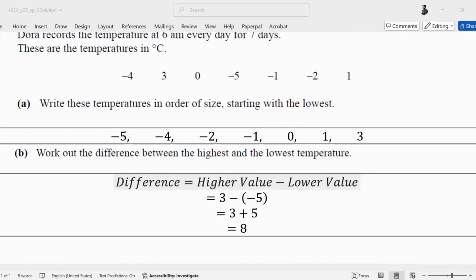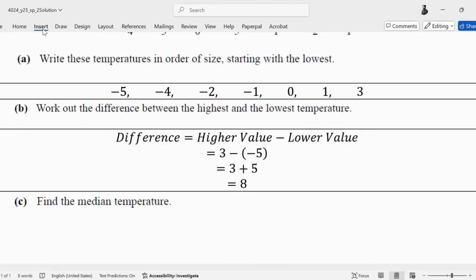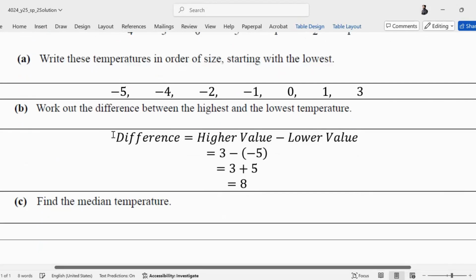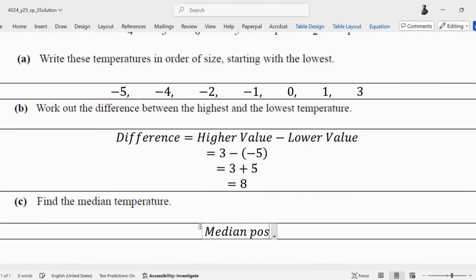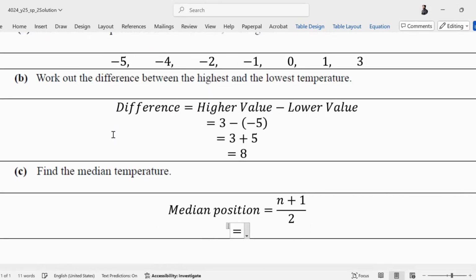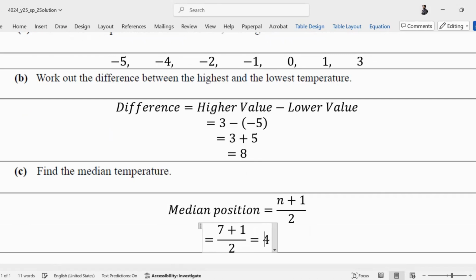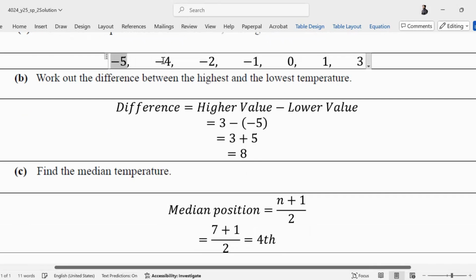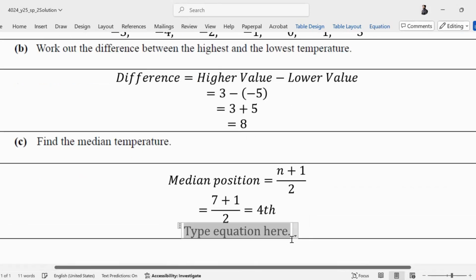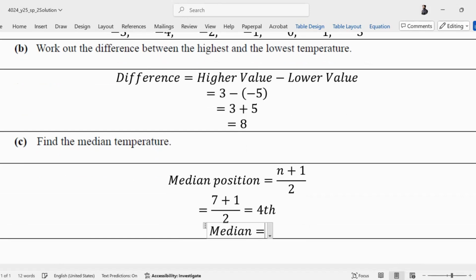And then it is asking us to find the median temperature. Median means the middle value. We have 7 values of data that we have collected. We can find the median position by (n plus 1) divided by 2, n being the number of readings. 7 plus 1 divided by 2 means the 4th is the median position. 1, 2, 3, and 4. -1 is my median. You would have been able to see it just by looking at the values, but I just wanted to review how to find the median position. So median is -1.